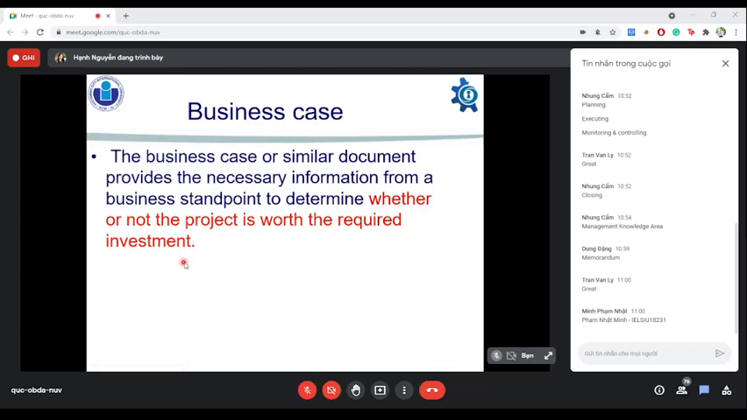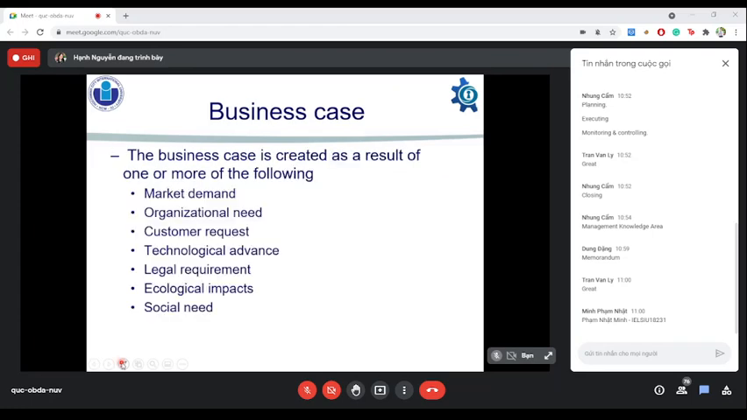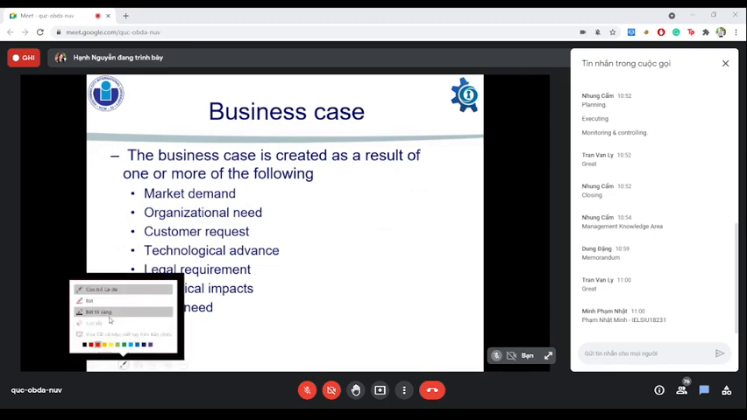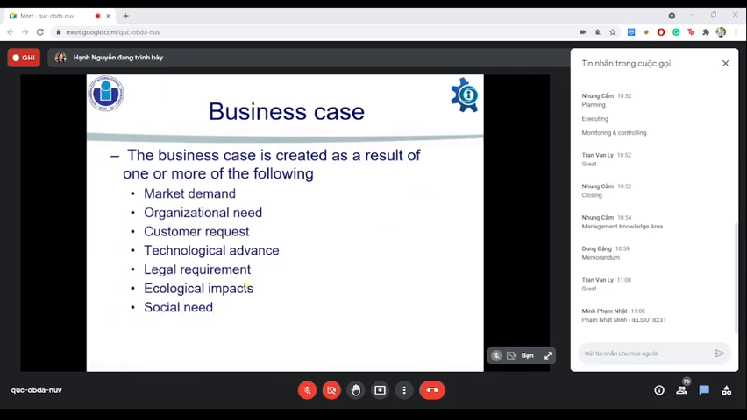So why do we need a business case? A business case is born based on the needs of our company. For example, on the next slide you can see about seven reasons why we need a business case: market demand, organizational need, customer request, technological advance, legal requirement, ecological impact, social need. This may seem a lot, but don't be overwhelmed, because we have an example for you in the Q&A to help you understand more about it.